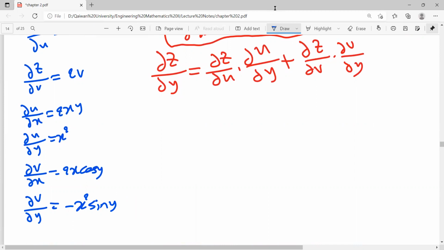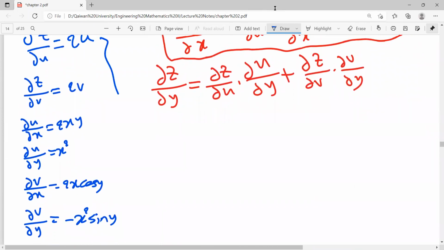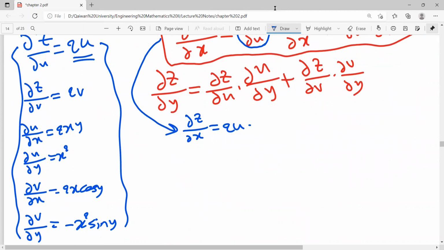So it's still minus x squared sine y. Now we replace these into the chain rules. For partial z by partial x, what's the result here? Partial z by partial x equals partial z by partial u. What's partial z by partial u? Here we found it was 2u, times partial u by partial x, which is 2xy.